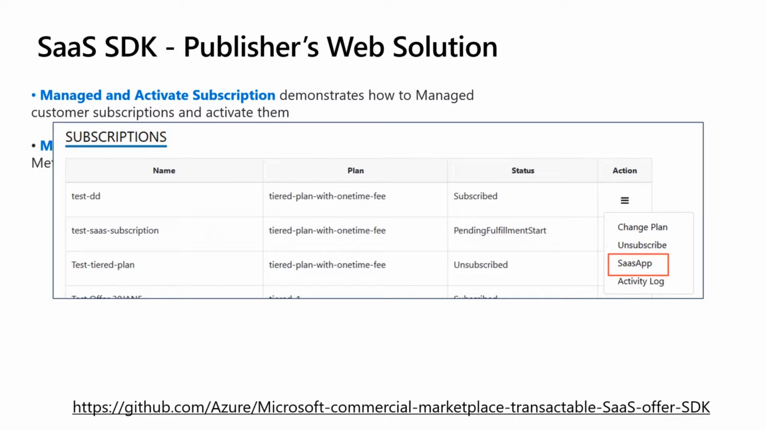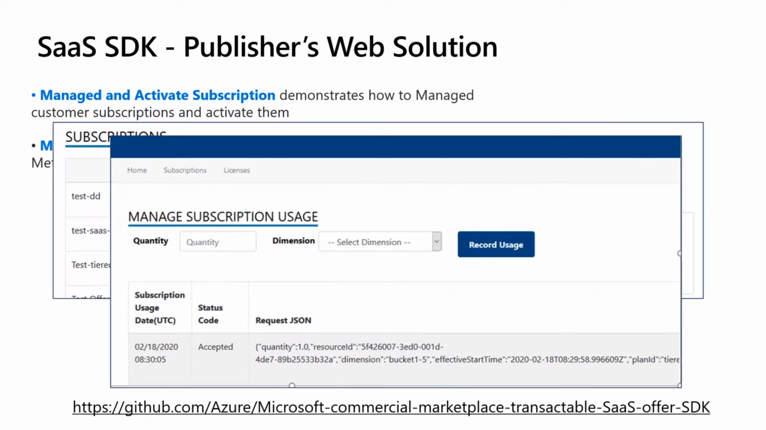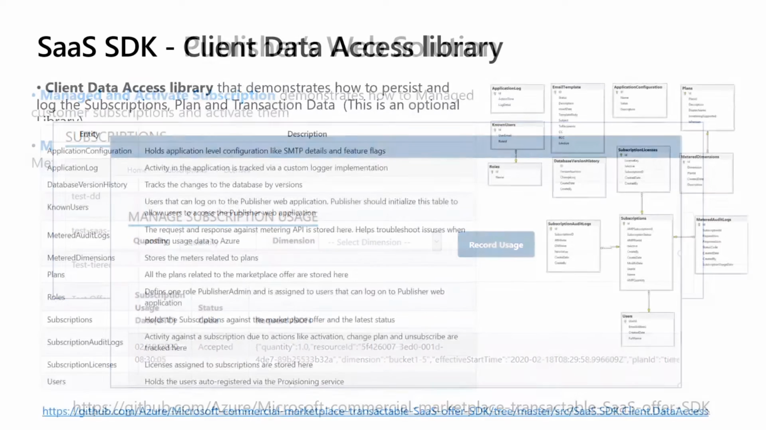This is the example of the subscription management, and this is from the publisher side, and this is an example of how you would manage the subscription usage using meters. So the quantity in there of the dimension, select the dimension that you want, and then you will record the usage. And on the bottom, you can see the messages that went from your SaaS offer or your SaaS solution to the API and back.